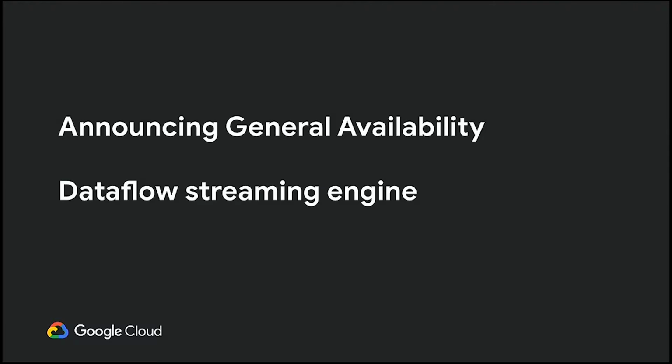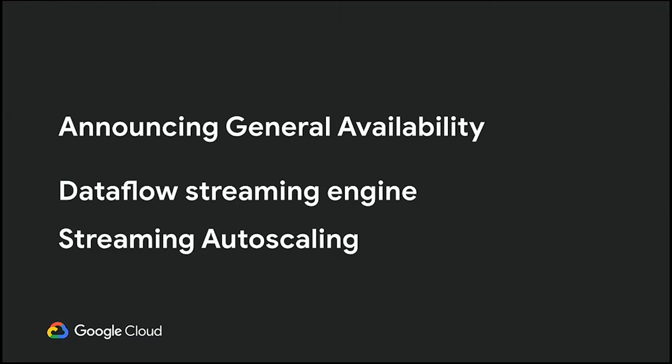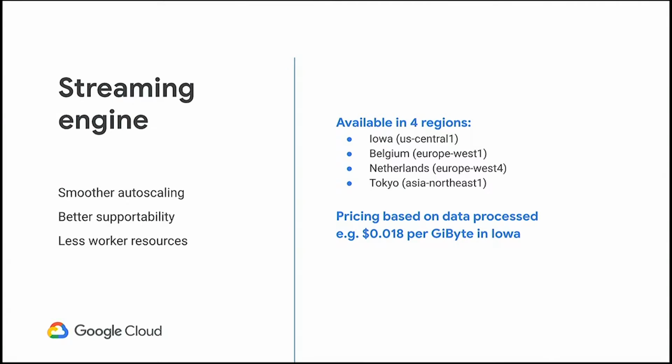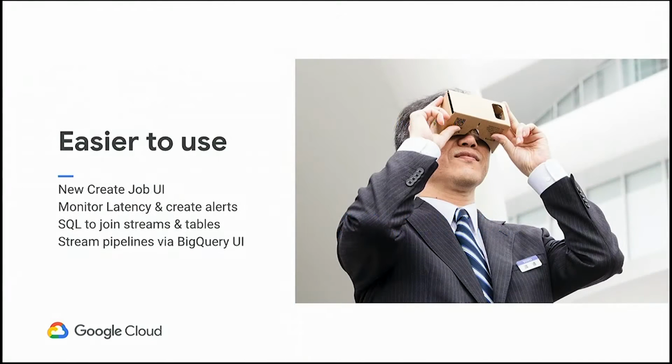I mentioned that we announced the general availability of streaming engine. We also announced the general availability of streaming autoscaling. The improvements in the streaming engine allowed us to also launch GA for streaming autoscaling. Streaming engine is available in 4 regions today. We are working on deploying it to every region, and pricing is based on the amount of data processed. So it's not the CPU and memory resources as in the past. It's actually how much data gets moved from user code to the streaming engine and back.